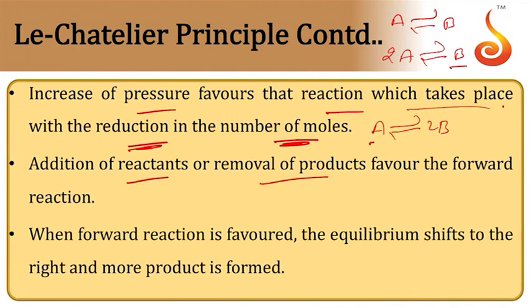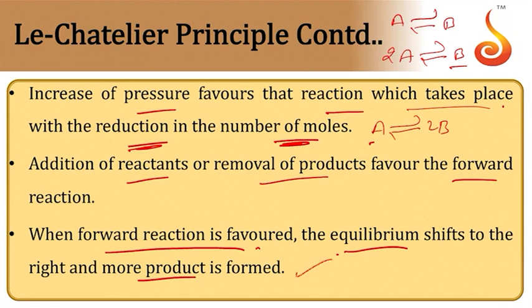Addition of reactants or removal of products favors the forward reaction. When the forward reaction is favored, it means that equilibrium shifts to the right side and we get more product. That is the meaning of saying the forward reaction is favored.